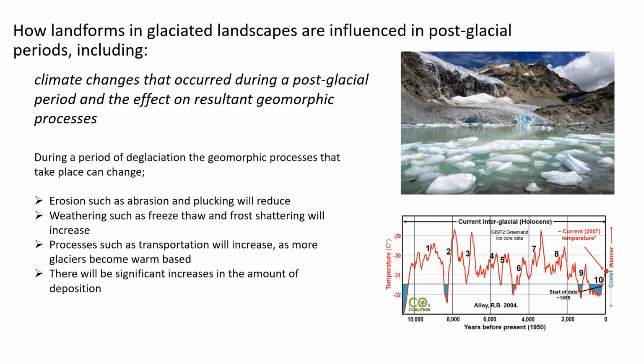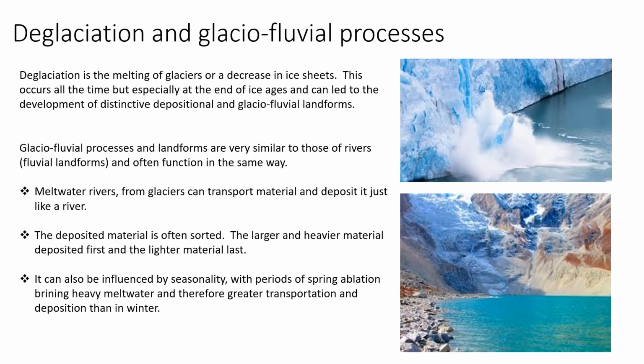Processes such as transportation will initially increase because you will have more warm-based glaciers that are moving material. You will also find meltwater will move material and debris a little bit more too. And you should find much more distinctive deposition taking place and depositional landforms as a result.